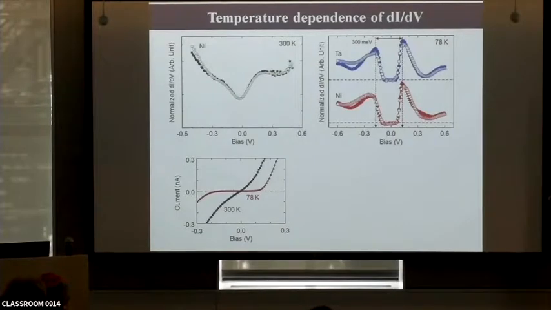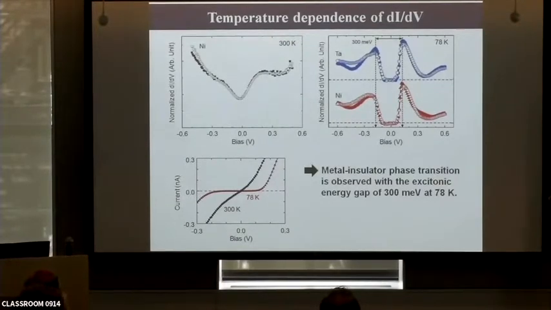We also measured the tunneling current versus the bias voltage at two different temperatures, 78 and 300 Kelvin. Here, as you can see, the 300 Kelvin shows metallic behavior, but the 78 Kelvin shows a clear gap picture. Here, the size of this line is 300 meV, which is exactly the same as this peak-to-peak distance. So the metal-insulator transition is also supported by the tunneling current, and the energy gap is 300 meV.